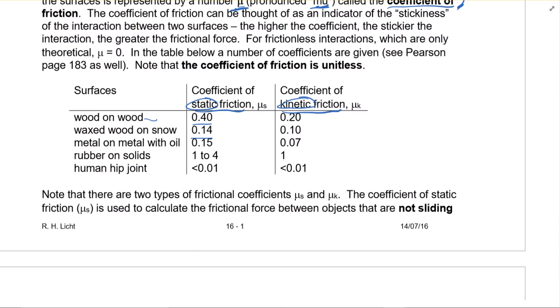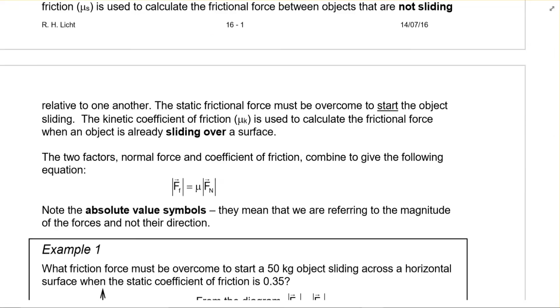So you can see if we look back at our chart here that the coefficient of static friction is higher for every one, right? So it's 0.4 for that. Once you get it moving, it's a little bit easier. Okay. And that's pretty much what I just said over here.